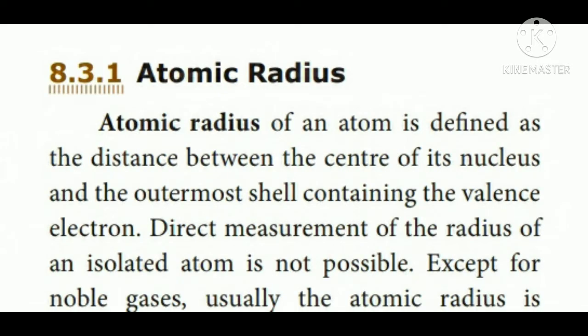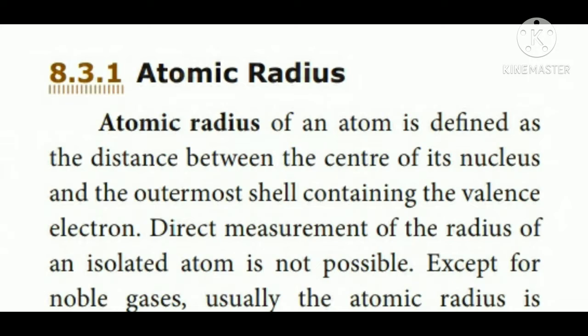Today the class discusses atomic radius. The atomic radius of an atom is defined as the distance between the center of the nucleus and the outermost shell containing the valence electrons. That simply defines the distance between the center of the nucleus and the outermost electrons. That is called atomic radius.